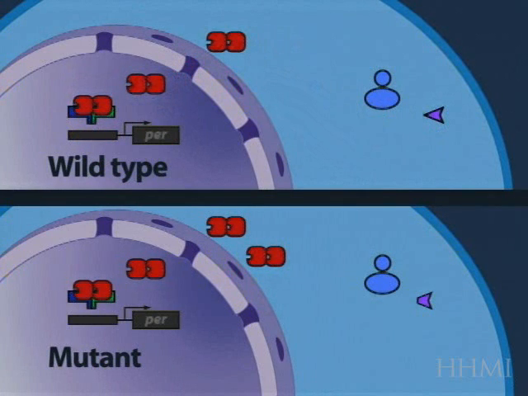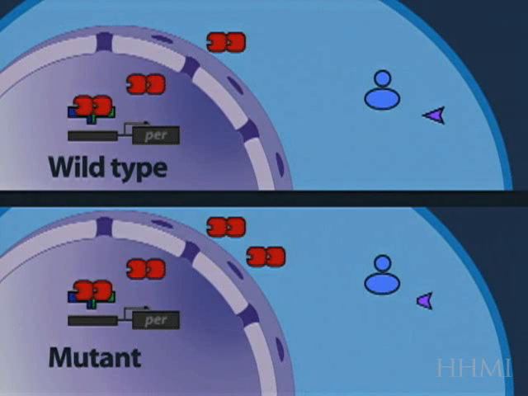Now, this is in contrast to the actual example that Michael showed, where the casein kinase effect was primarily in the nucleus. So we think the tau mutation is working primarily in the cytoplasmic location, and we're getting opposite effects on period.